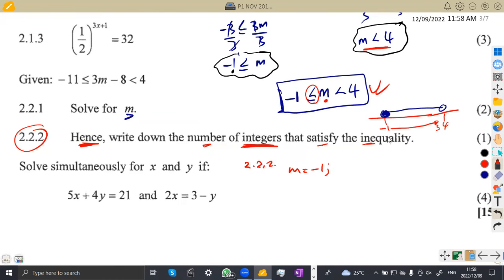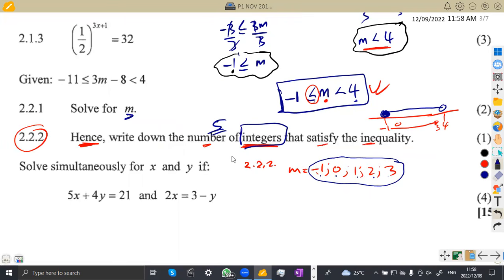So our m is going to be -1. We move on from -1, that's a 0 there, up to 3. 1, 2, up to 3. So these are the values that are going to represent m, which is the inequality that we are given. Numbers which are greater than or equal to -1, but less than 4, and we are referring to them as the integers. So the question was, write down the number of integers. How many are they? It's 1, 2, 3, 4, 5. So which means we've got 5 integers in this case.